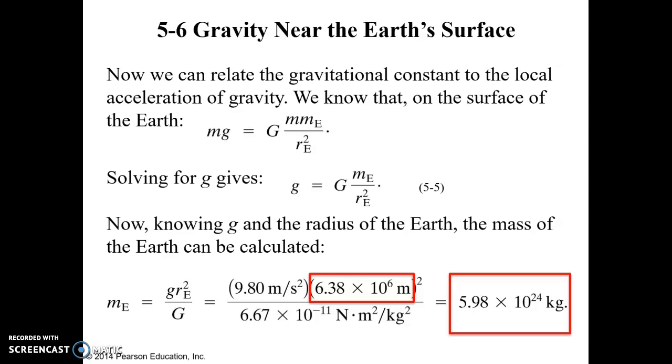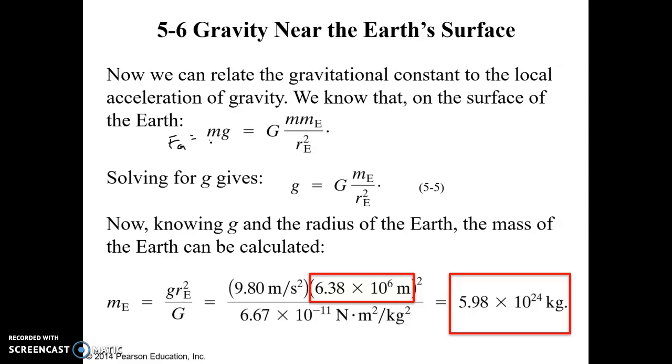Okay, we're continuing our discussion of gravitation, and some interesting things we can calculate or observe here. With our formula for gravitation, Fg equals the gravitational constant times the masses of the two objects divided by the distance between them squared.